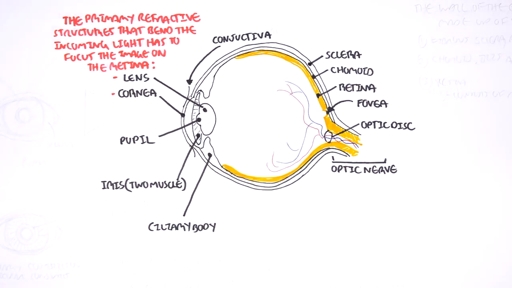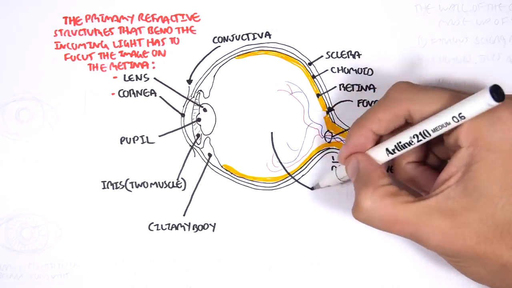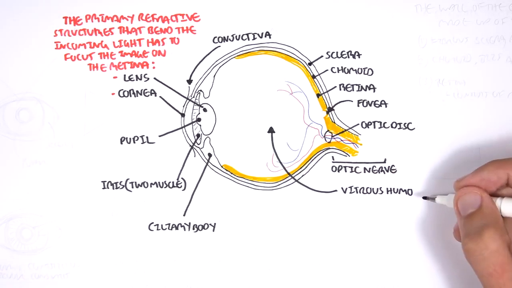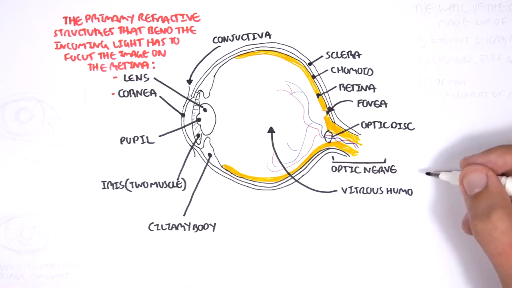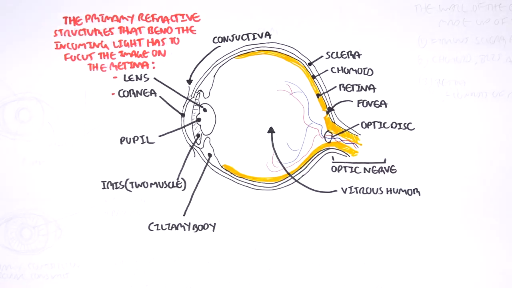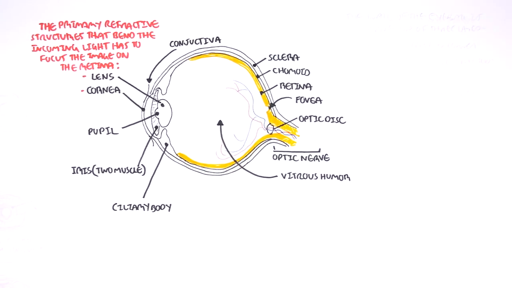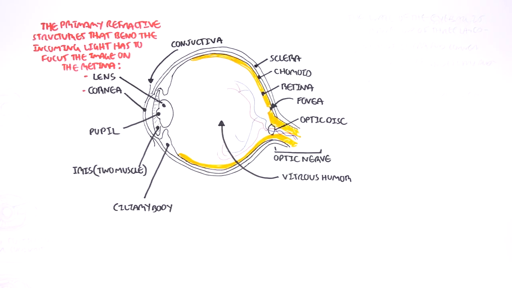So what is inside the eyeball itself? Well, there is a fluid inside the eyeball. This fluid is called the vitreous humor. We say the vitreous humor occupies the posterior cavity of the eye, and we will learn about the anterior cavity next.